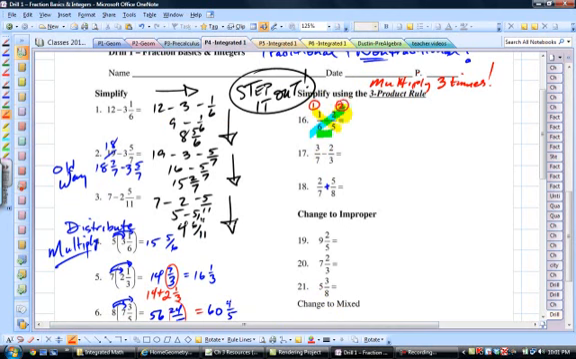Step 2, the right cross product. And step 3, the lower product right here. So when I'm looking at this, I'm thinking 5 times 1 is 5, minus 6 times 2, 12, divided by 6 times 5, 30. And then you subtract, 5 minus 12 is negative 7, and you get negative 7/30, and you're done.